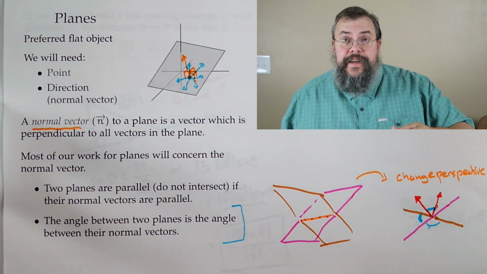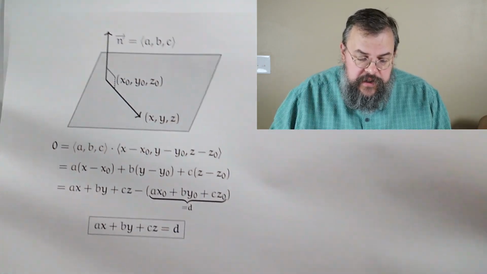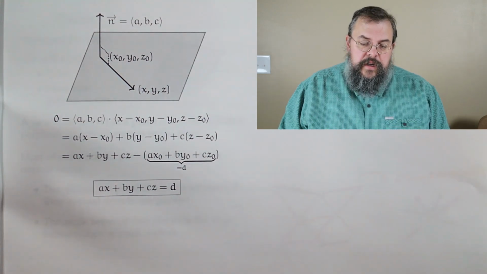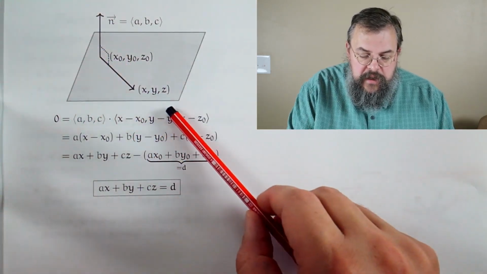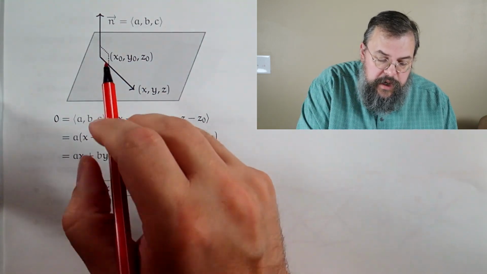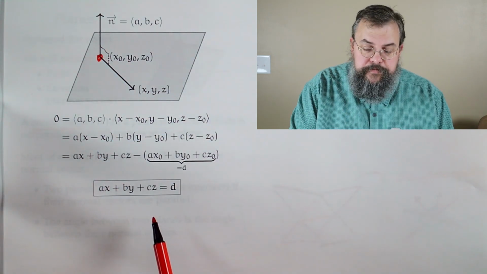Now, okay, that's the idea of planes. How do we get to the formula? Well, it's actually fairly straightforward. So what do you say? Well, let's suppose we have our plane, and we know our plane has a point. So we're going to think of our point as being this point right here, x0, y0, z0.